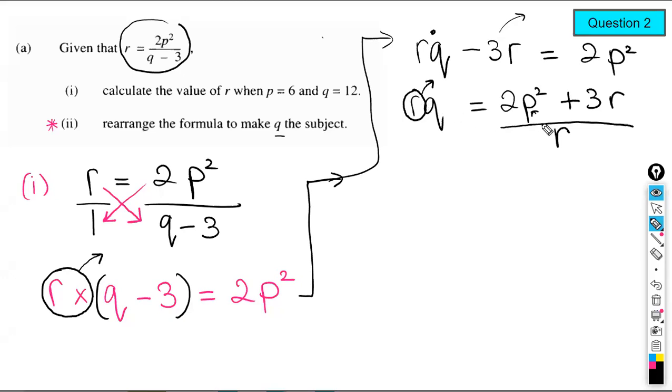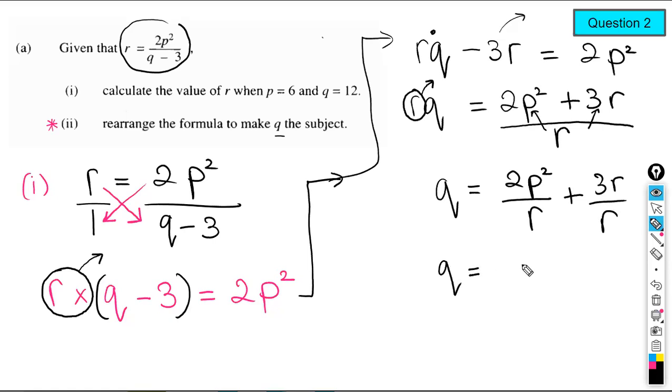But doesn't this mean everybody on top gets divided by R individually in any case? So you can rewrite it like this. The 2p squared gets divided by R and the 3R also gets divided by R. Nothing could be simplified here, but won't the R and the R cancel out? Giving you the same exact answer, and you are required to simplify it in any case in the exam. Right, so everyone understands that the second method will give you the same answer at the end of the day.